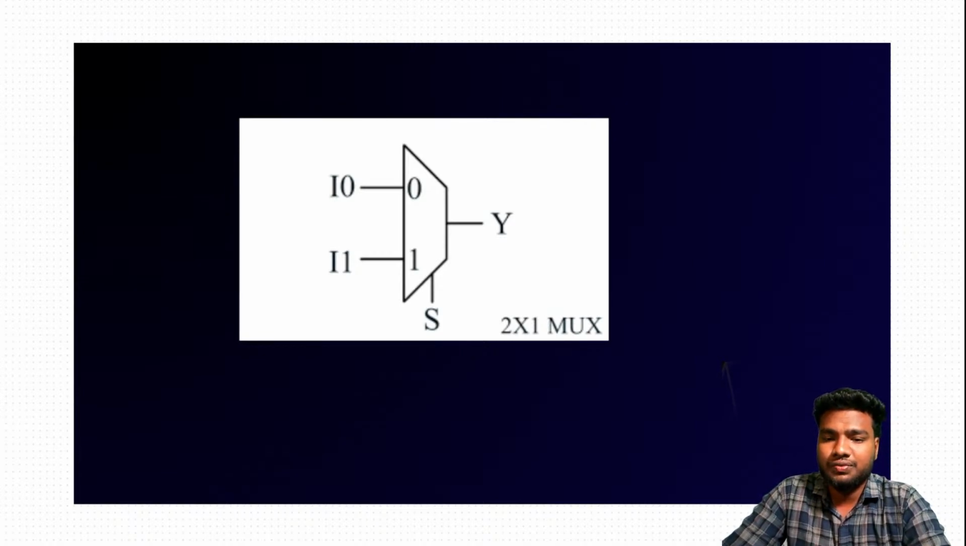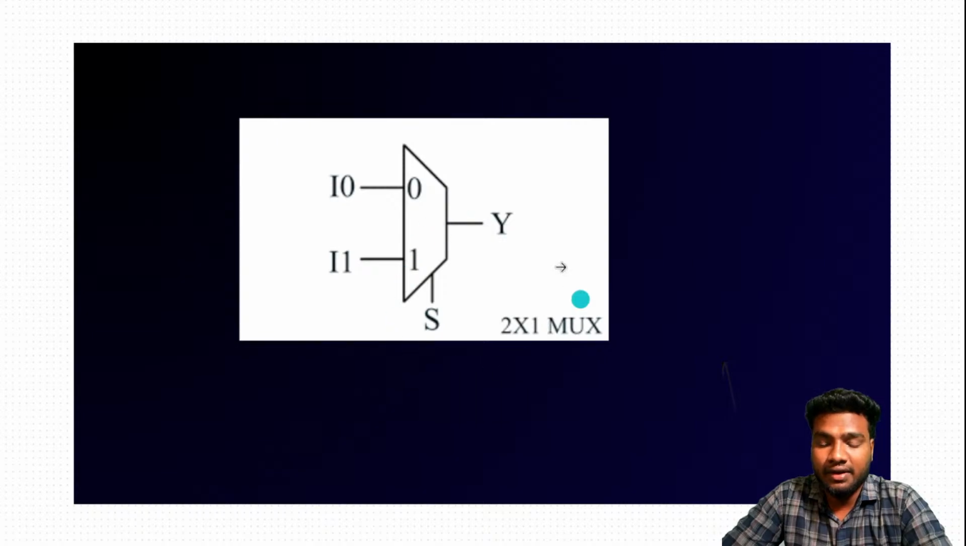It has two inputs, I0 and I1. Based on the selection line, you will get the output. If the selection line equals 0, it will choose this line, so it will choose the first input as the output. If the selection line is 1, it will choose this one. So you will get the output of I0, whatever value it has.